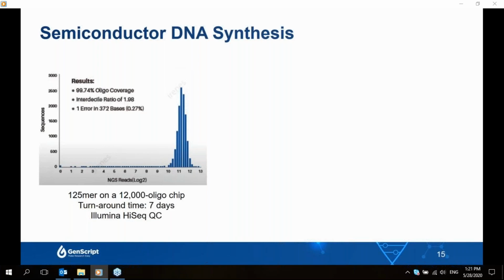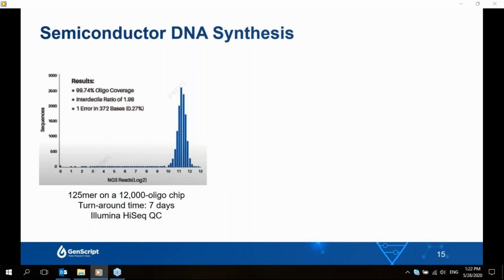The interdecile ratio, which is the NGS coverage of the oligo at the 90th percentile over that of the 10th percentile, is 1.98. It is our way of monitoring the uniformity of our oligo pools. Just as a reference, a pool typically is considered uniform with a high single-digit measurement of this metric. So we were very excited to see a number that's really a step up from previous technologies.